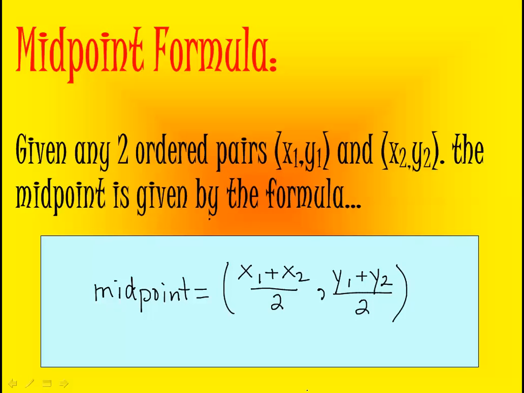All this formula is really saying is that if you take the two x values, x1 and x2, and add them and divide by 2, you will find the x value of the midpoint. If you do the same thing with y, add the two y values together, and divide by 2, you will find the y value of the midpoint. This is because when you add the two values and divide by 2, you're finding the average, or the middle, of those two numbers.